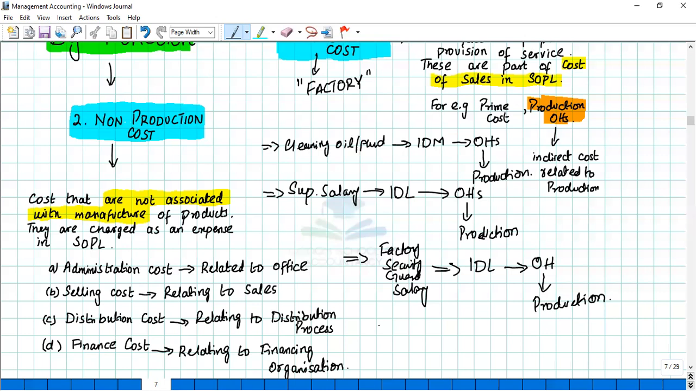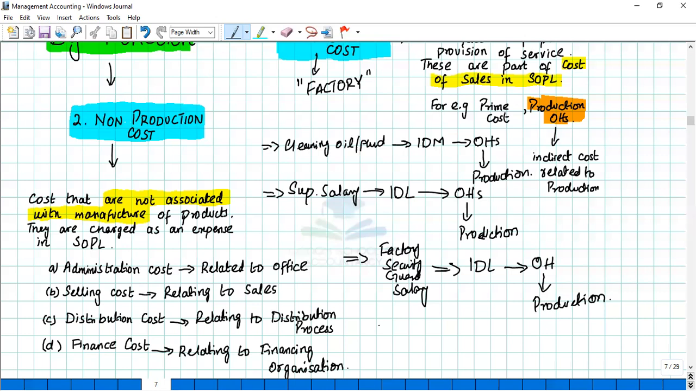If you are manufacturing cars, you must have some showrooms in different parts of the city. You will be paying rent of those showrooms. You will be paying the people that are working in the showroom some salaries. You will be paying the heating bill, lighting bill, all of those bills. Okay, so all of those will be your selling cost, and selling cost is a non-production cost.